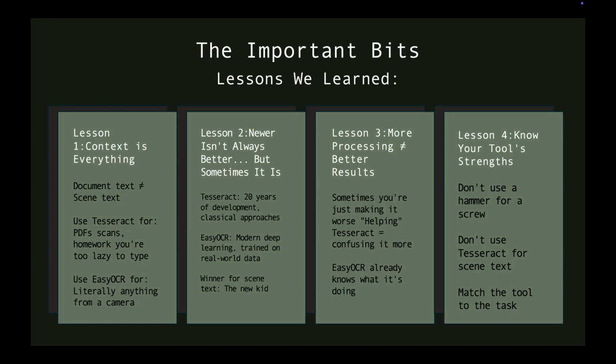In the next slide, the important bits. Here we will explain what we learned from this project. We have 4 actionable lessons. 1. Context is everything. Use Tesseract only for clean PDF scans. Use EasyOCR for literally anything from a camera or scene text. 2. Newer is better here. 3. More processing does not equal better results. And 4. Know your tool's strengths. Tesseract is the wrong tool for scene text. Our goal is now to match the right tool, EasyOCR, to the task.